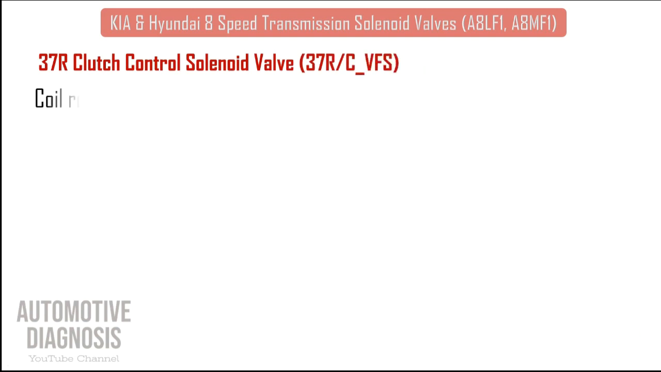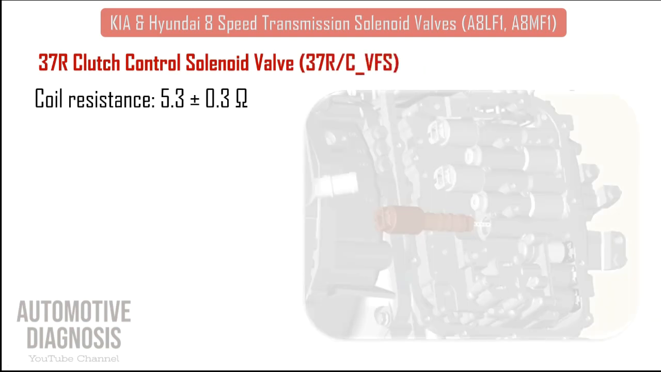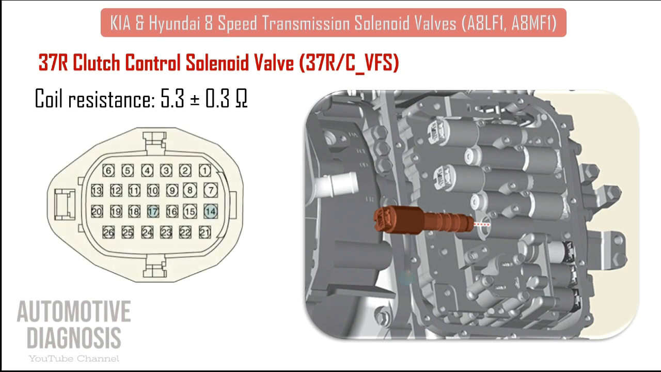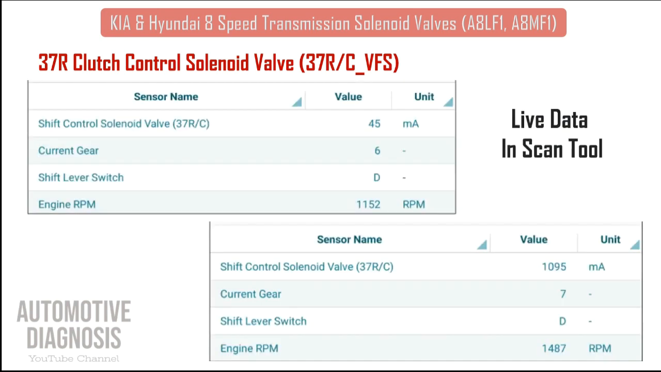Once again, we're gonna see the location of this solenoid valve, which is right here on the valve body. The resistance is exactly the same as the previous one. And for your own reference, these two pins, 14 and 17, are the pin numbers for this solenoid valve on the transmission.